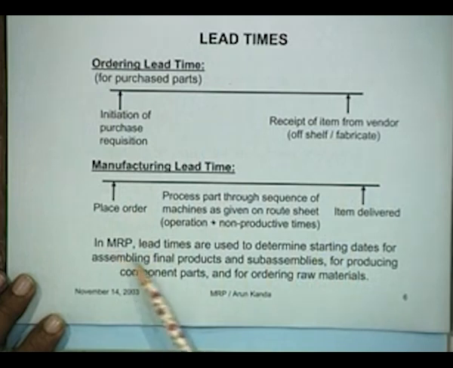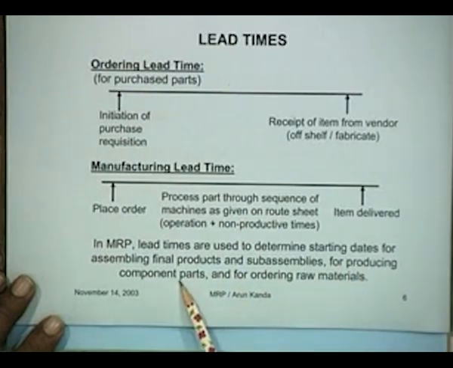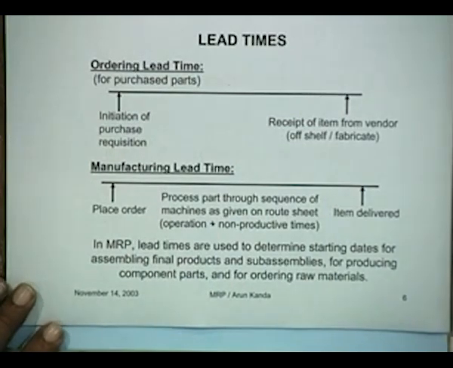In MRP, we require lead times because they are used to determine the starting dates for assembling final products and sub-assemblies, for producing component parts and for ordering raw materials. Because anything that you procure or produce has a time requirement or a lead time. So it could either be an ordering lead time for those items which are procured, or it could be a manufacturing lead time for those items which are manufactured. And this is a typical input to the MRP system.